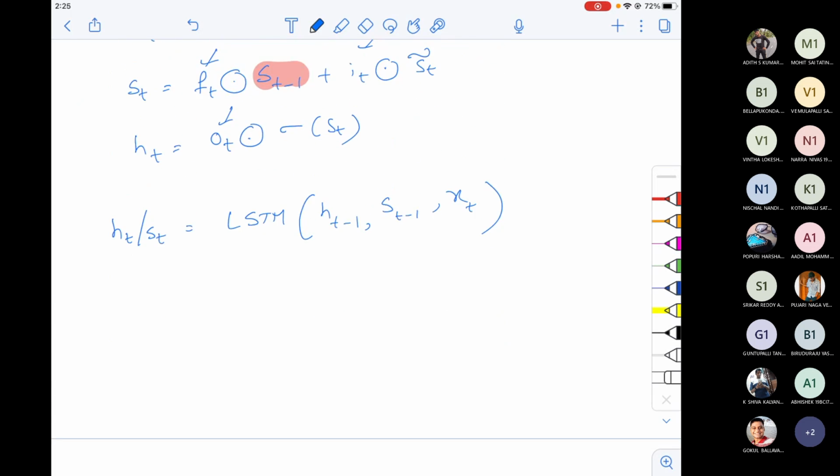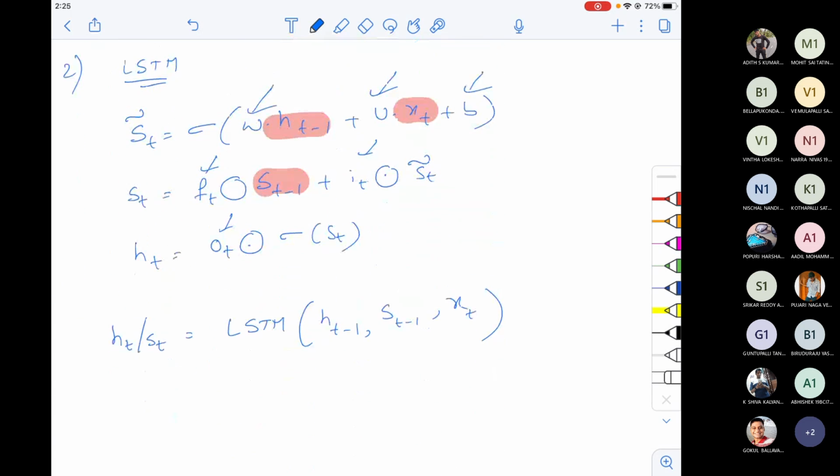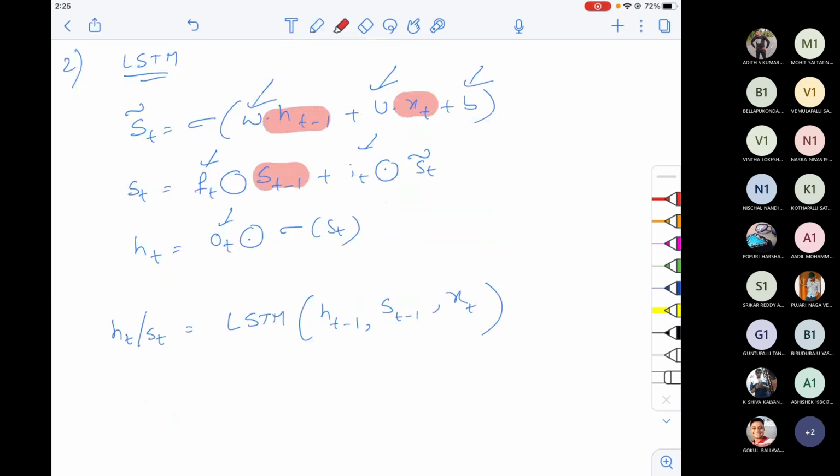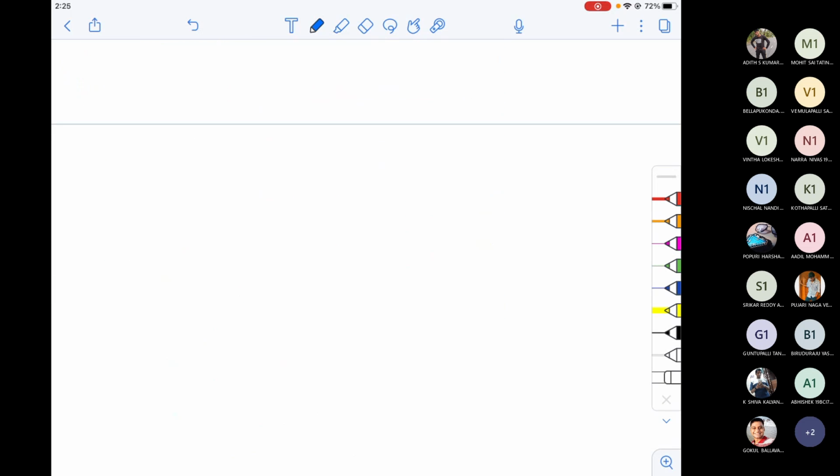I hope you understood the logic behind this. It's only for my convenience, because I'm lazy, so I'm just writing this. I'm making my explanation simple. That's all. On a similar note, you can write the equations for GRU also.